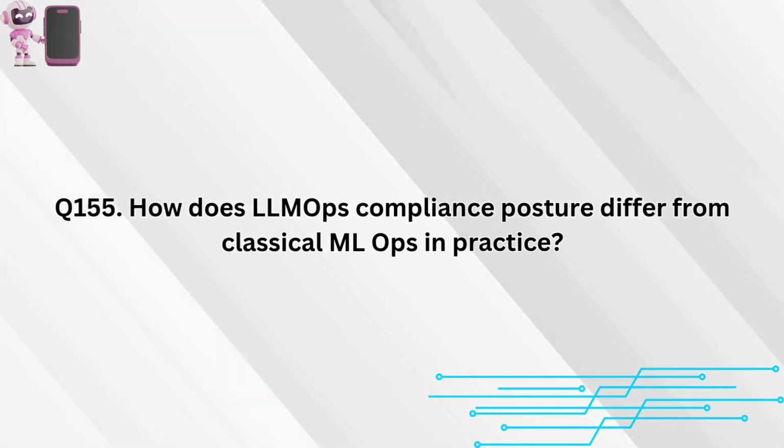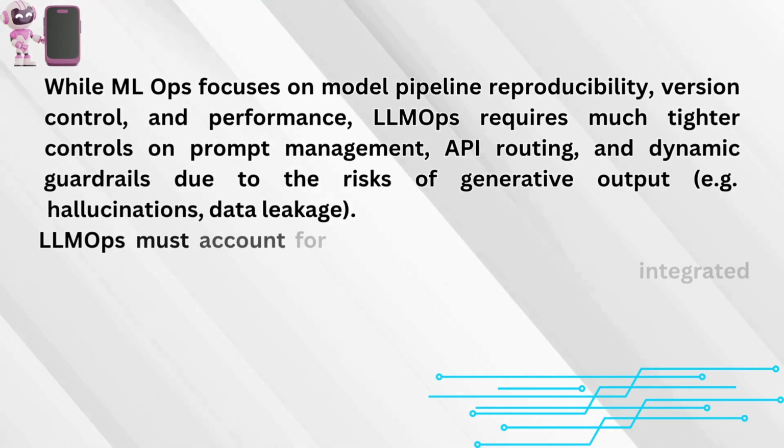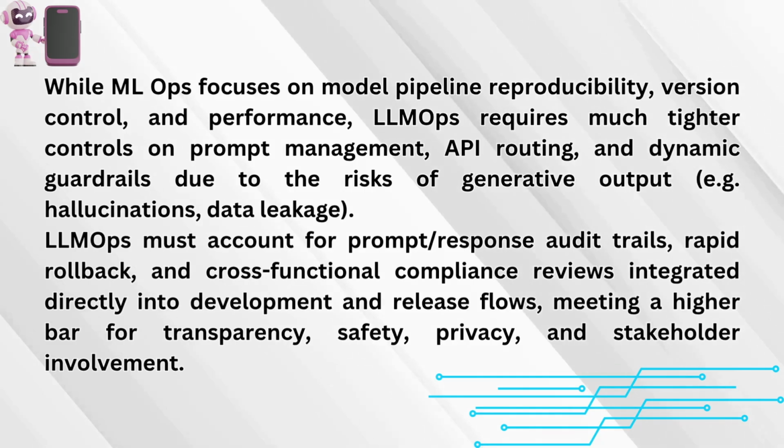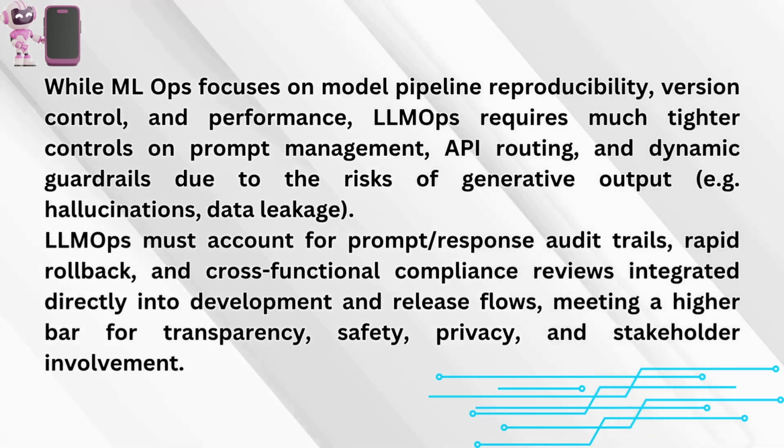How does LLM Ops compliance posture differ from classical ML Ops in practice? While ML Ops focuses on model pipeline reproducibility, version control, and performance, LLM Ops requires much tighter controls on prompt management, API routing, and dynamic guardrails due to the risks of generative output. Examples are hallucinations and data leakage. LLM Ops must account for prompt and response audit trails, rapid rollback, and cross-functional compliance reviews integrated directly into development and release flows, meeting a higher bar for transparency, safety, privacy, and stakeholder involvement.